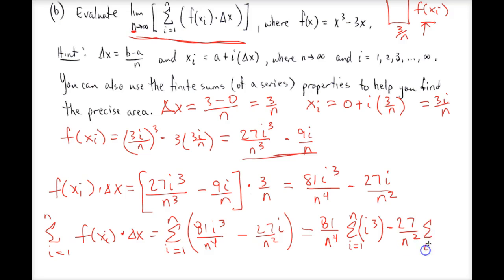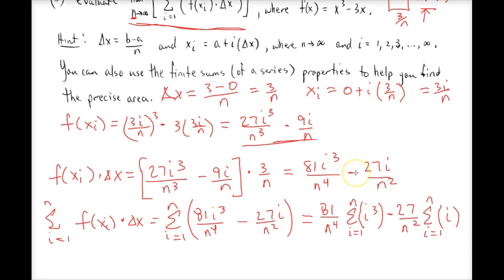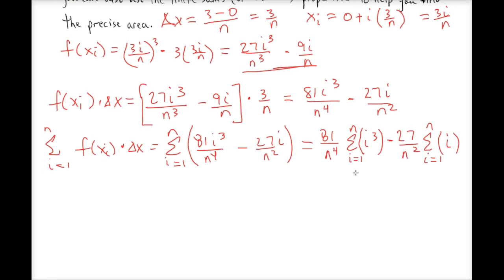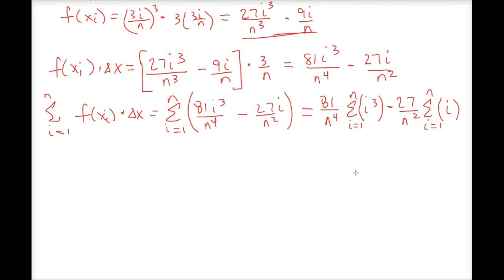now I have 27 over n squared, summation of i equals 1 to n of just i. Okay? And so now from that point, if you watch my previous videos, you know that we have a distinct formula for the summation of the first n cubes, and we also have a formula for when we add up the first n natural numbers. Okay?